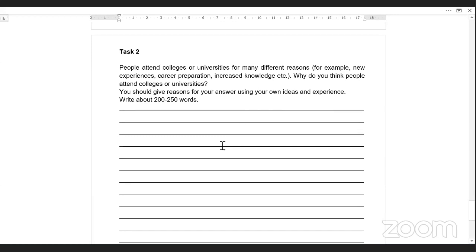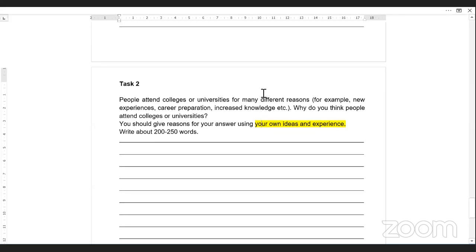And next one, task 2. People attend colleges or universities for many different reasons. For example, new experiences, career preparation, increase in knowledge, and etc. Why do you think people attend colleges or universities? You have to pick your own choice. Why? And you should give reasons for your answer. By giving reasons, it means you give example support. Here it says own experience. As we discussed, you cannot give yourself or your family as an example. You give what you observed from life. What a lot of people think, consider, wish, aim. Is it understandable? Yes.